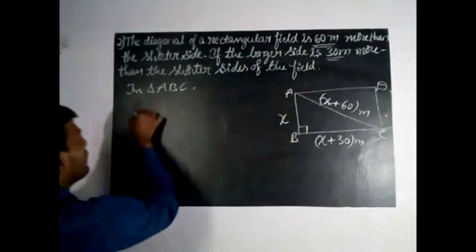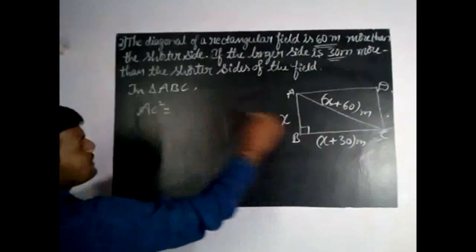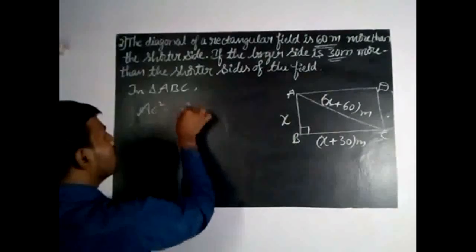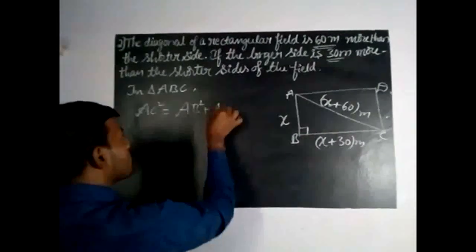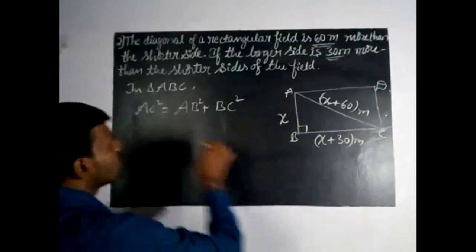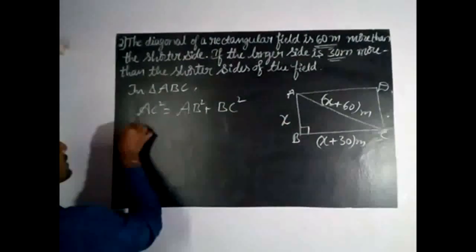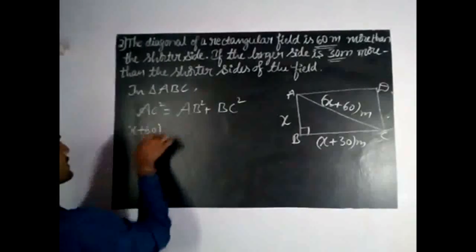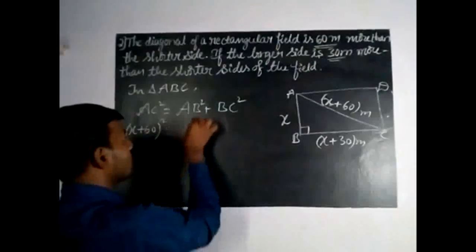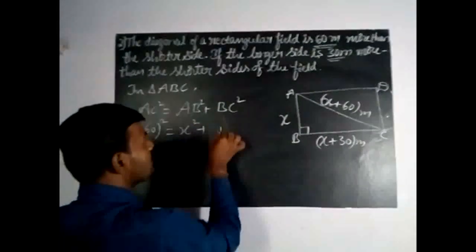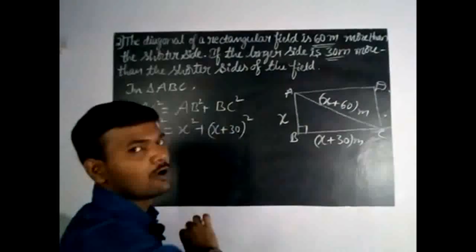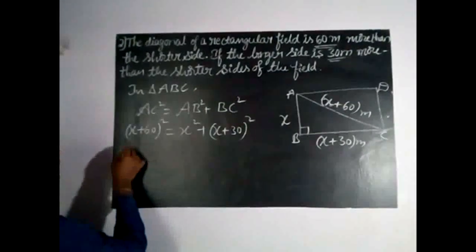Pythagoras theorem states that the square of the hypotenuse is equal to the sum of the squares of the other two sides. AC is the diagonal and it is the hypotenuse. AC square is equal to AB square plus BC square. So AC means x plus 60: (x plus 60) whole square is equal to AB square, that means x square, plus BC square, that means (x plus 30) whole square. Now apply the (a plus b) whole square formula here.